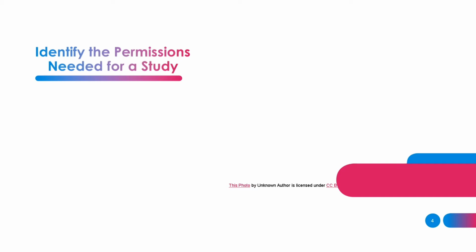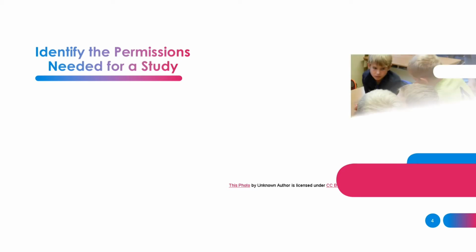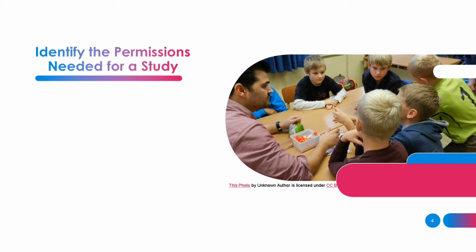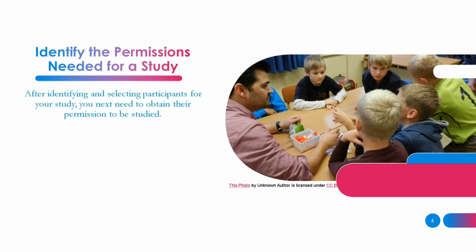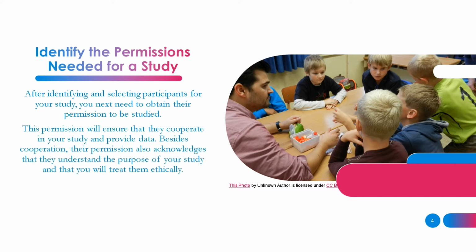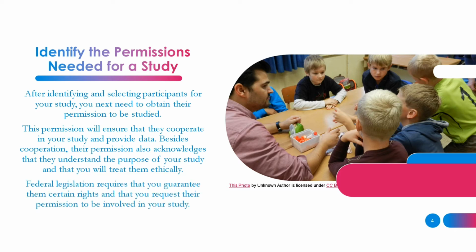And then, identify the permission needed for a study. After identifying and selecting participants for your study, you next need to obtain their permission to be studied. This permission will ensure that they cooperate in your study and provide data. Besides cooperation, their permissions also acknowledge that they understand the purpose of your study and that you will treat them ethically. Federal legislation requires that you guarantee them certain rights and that you require their permission to be involved in your study.